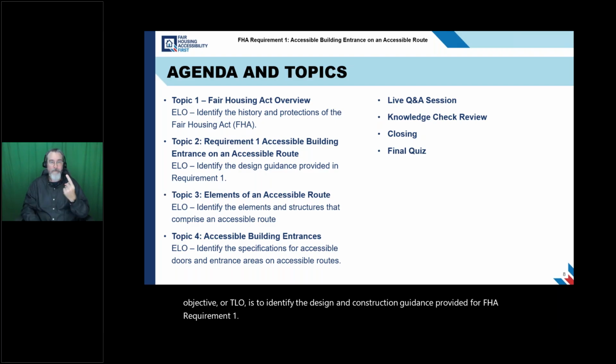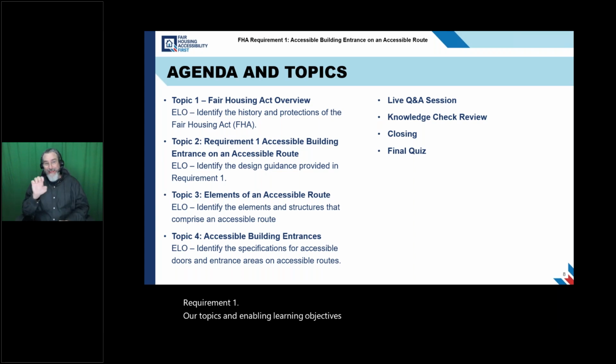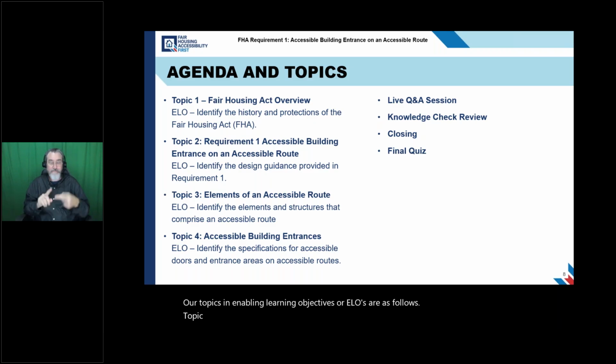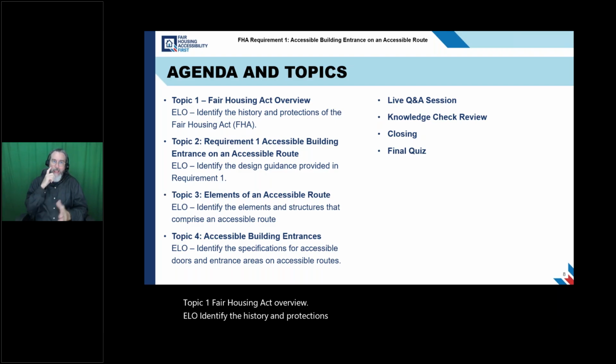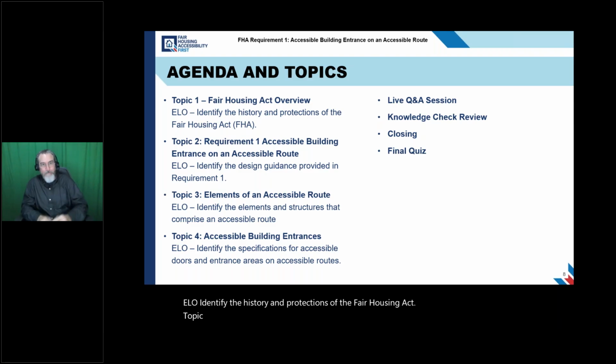Our topics and enabling learning objectives, or ELOs, are as follows. Topic 1, Fair Housing Act Overview. ELO, identify the history and protections of the Fair Housing Act. Topic 2, Requirement 1, accessible building entrance on an accessible route. ELO, identify the design guidance provided in Requirement 1.